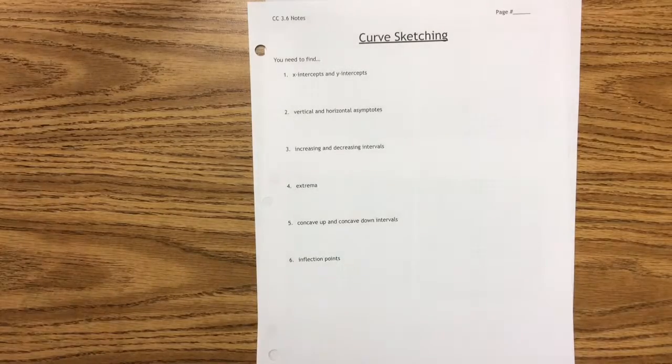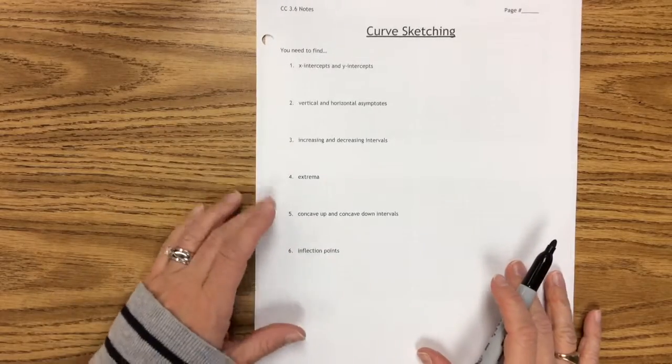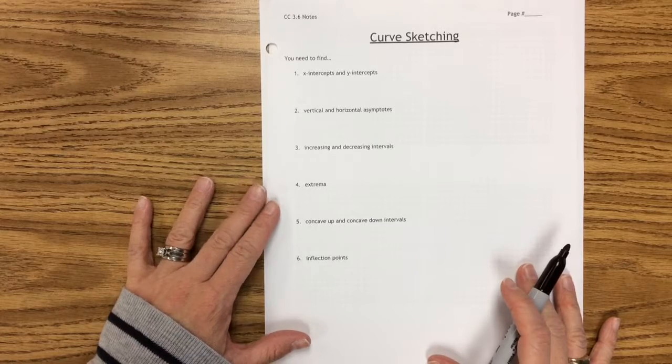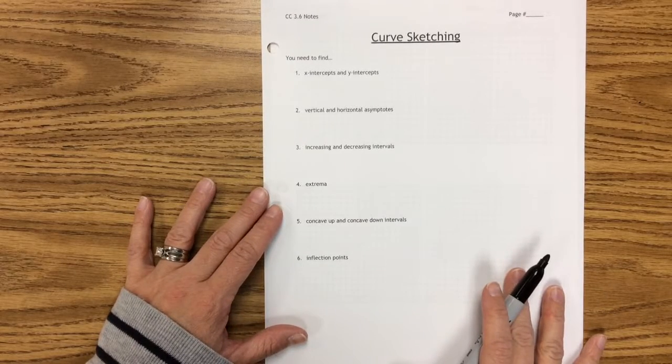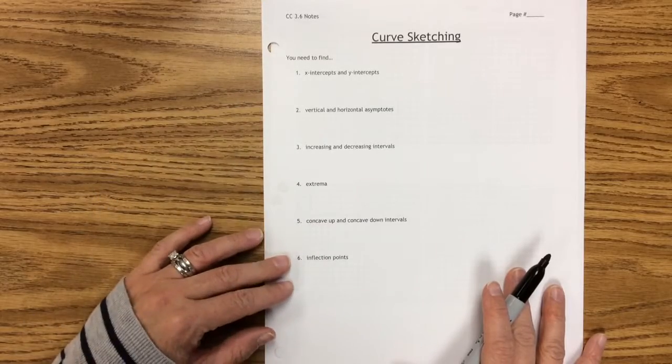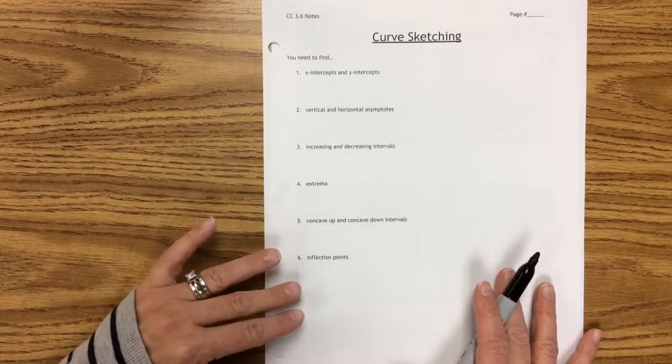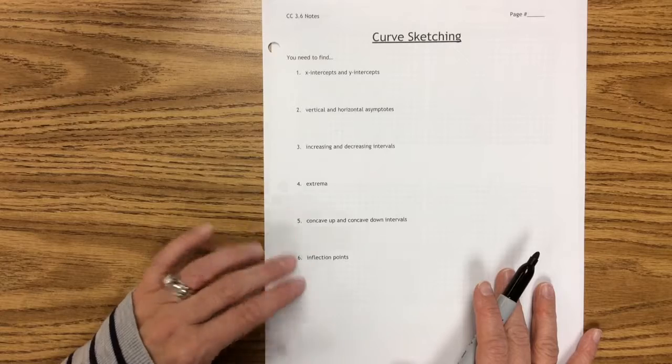All right, so curve sketching is about taking everything we know about how to analyze a graph, all of these different pieces to graphing, and putting them all together in order to graph or to sketch a function the best that we can. All of these are things that we have learned how to do, so I'm going to do a summary on each of them on this paper.